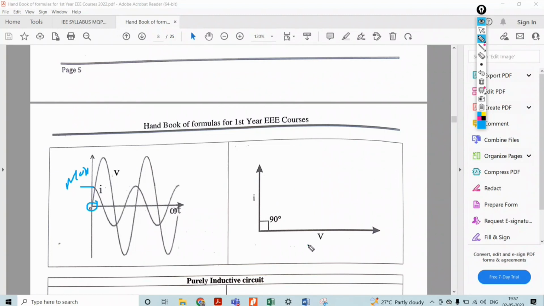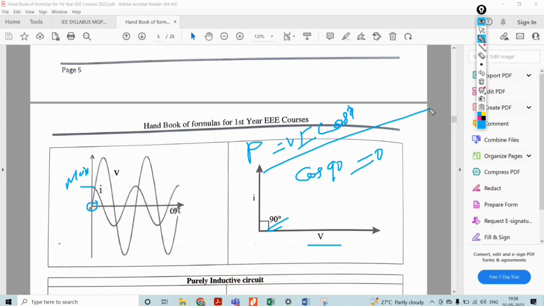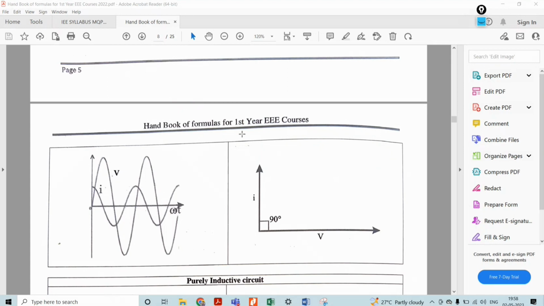This is to be represented vectorially: V here, then I. What is the displacement angle? 90 degrees. If cos 90, what is the value? 0. What is the P? P is equal to VI cos phi. If cos phi is 0, the power consumed by that element is also 0. This is the general concept. According to that, we can make use of this explanation.